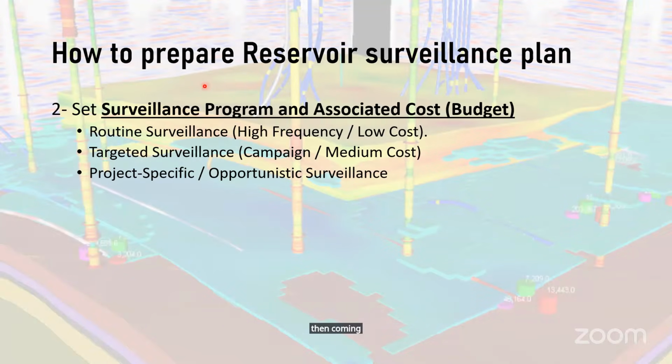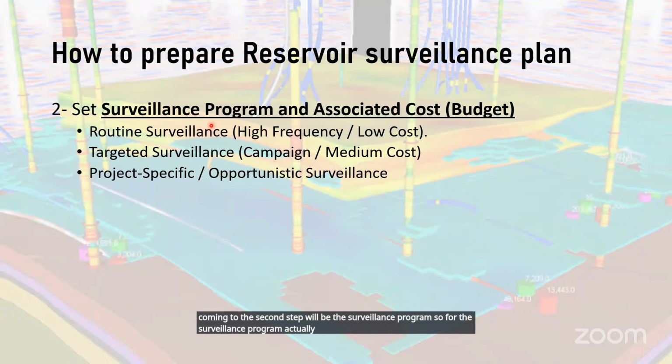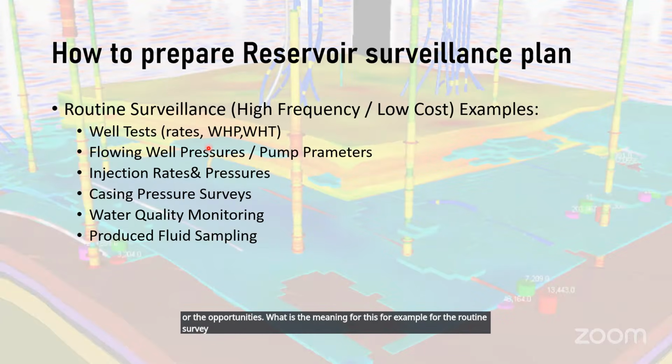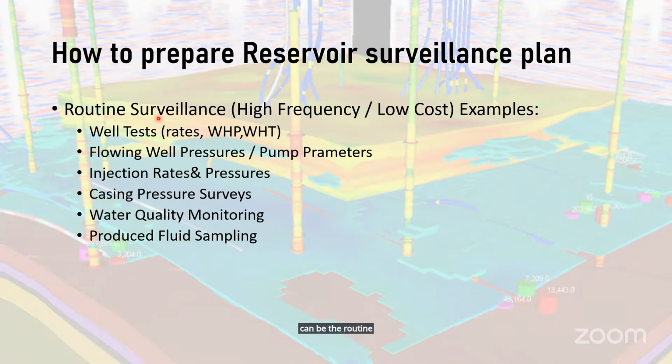Then, coming to the second step, it will be the surveillance program. For the surveillance program, we can divide the data acquisition into three parts. First, the routine surveillance. Second, the targeted surveillance. Third, the project-based or opportunity surveillance. What is the meaning of this? For example, for the routine surveillance, in every company, every day we will have a well test for a group of wells. Okay, this can be called the routine surveillance.